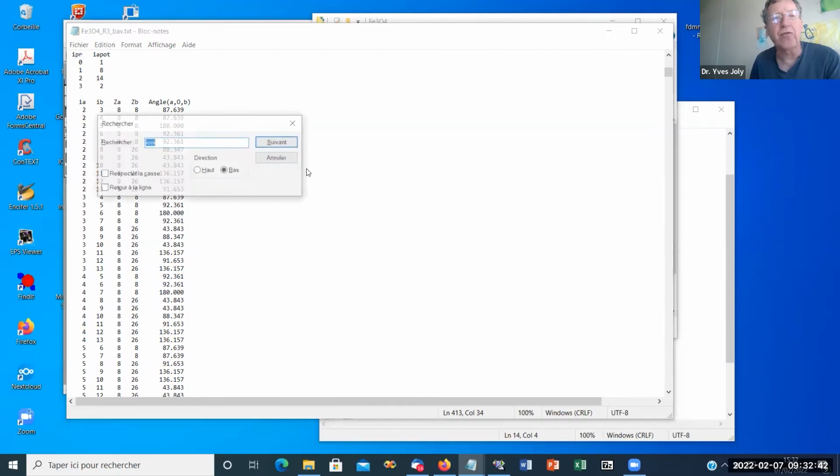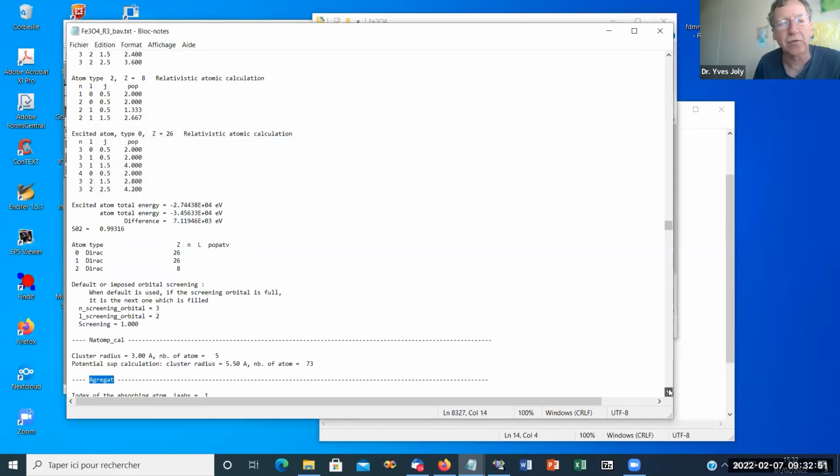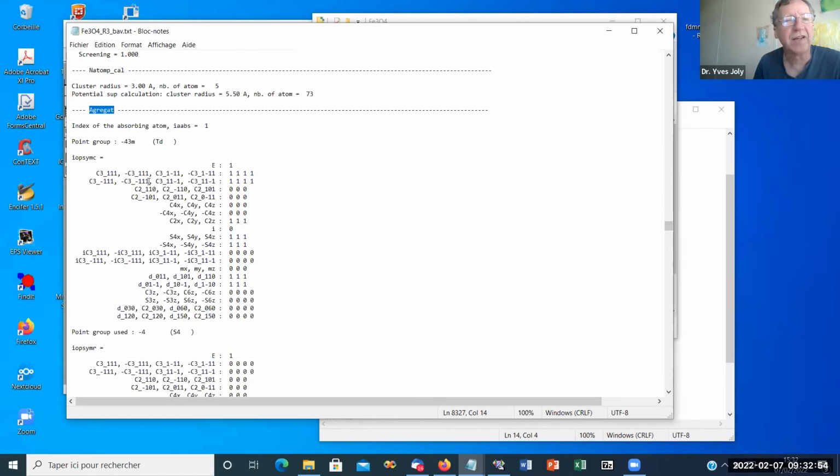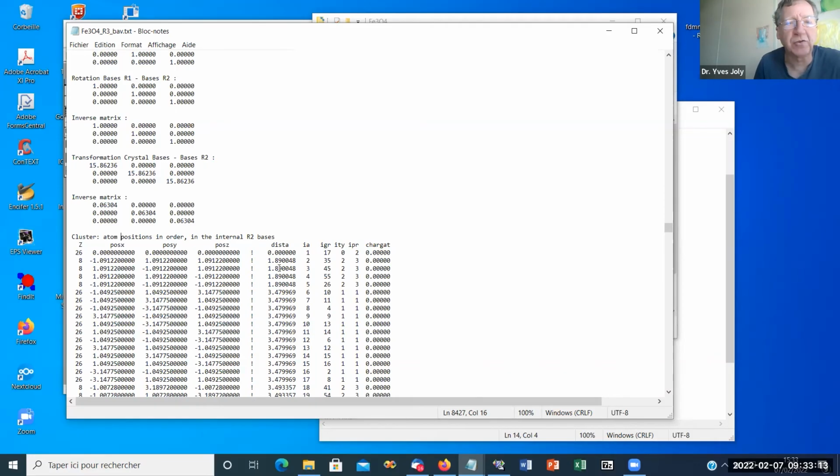And if I go further, I look for agrégat. So that was the first absorbing atom, and now I have the second absorbing atom in my list. The point group is very different, -43m, using the Schoenflies notation Td. So it's tetrahedral, you can see with the T environment. There is no center of symmetry. And if you look at the atomic positions, you can see you have only 4 oxygen around the absorbing atom at a smaller distance. And after, you have the following shell.